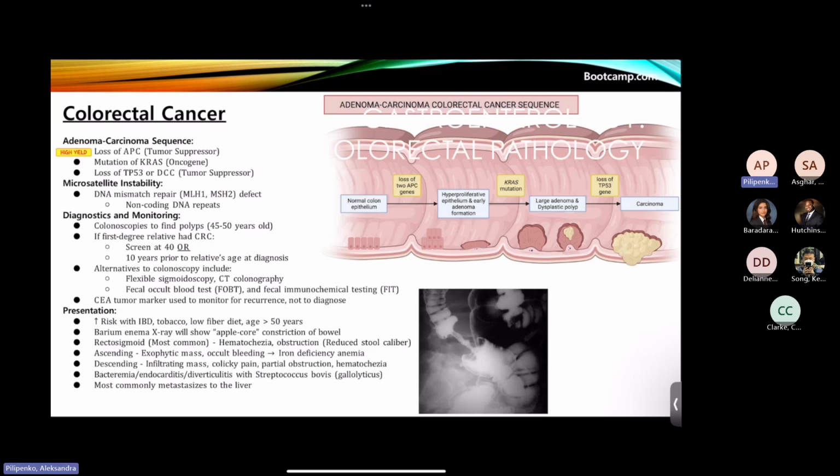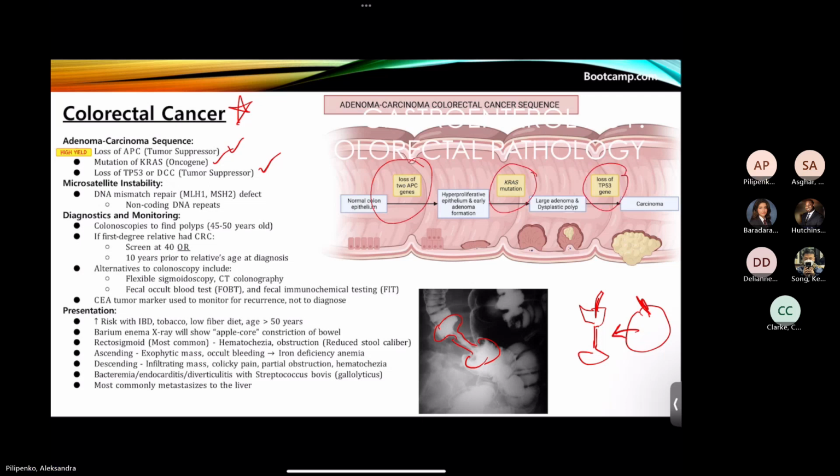Colorectal cancer is a big topic. You will learn all of this. This is called the apple core sign, the sign of the cancer. Of course, you need to know all of this. All of this pathway is high yield.